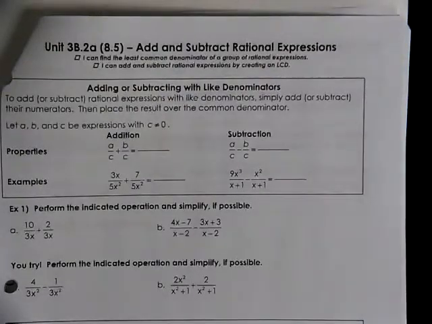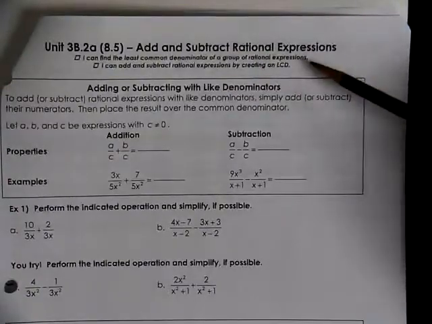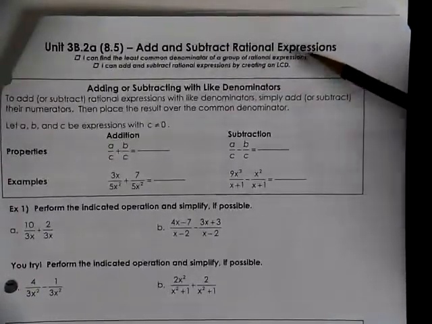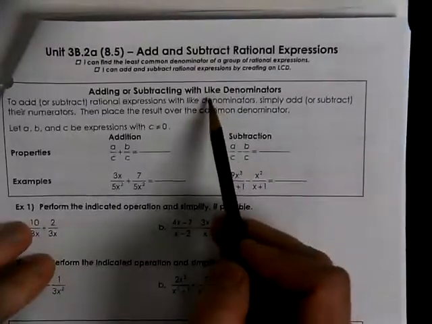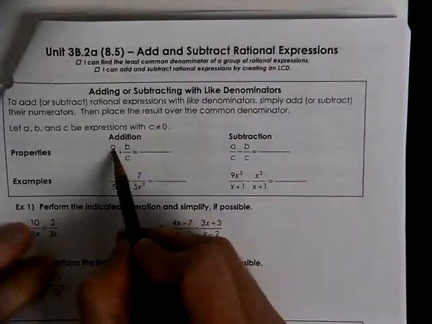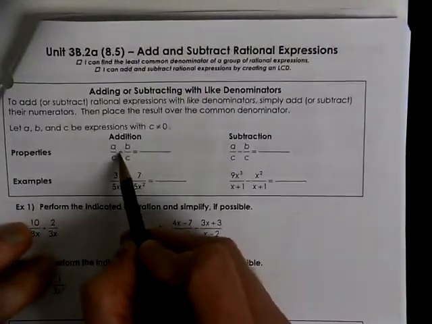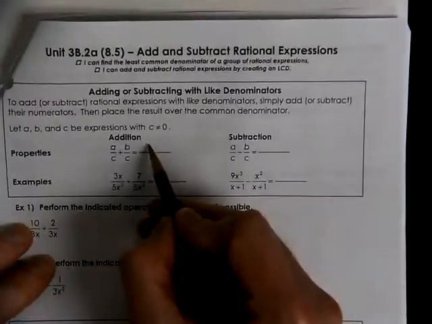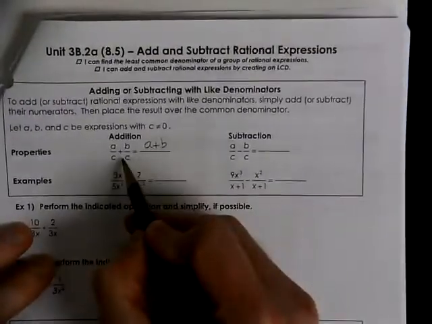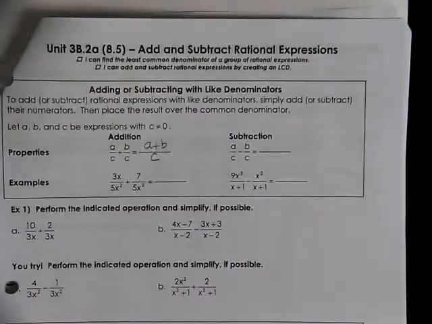This is Algebra 2 with Trig, 3b.2a. We're going to be adding and subtracting rational expressions. So what we're looking at here is common denominators. So here we have our denominators of c. If we're going to add our fractions, we're just going to say a plus b over the common denominator of c. You do not add denominators.